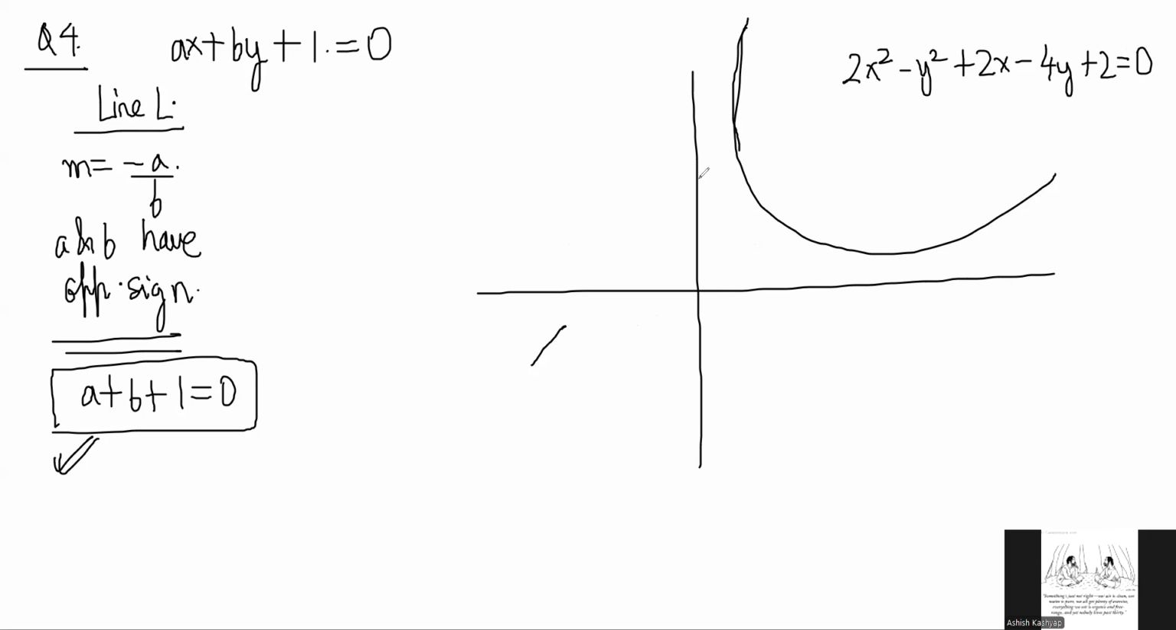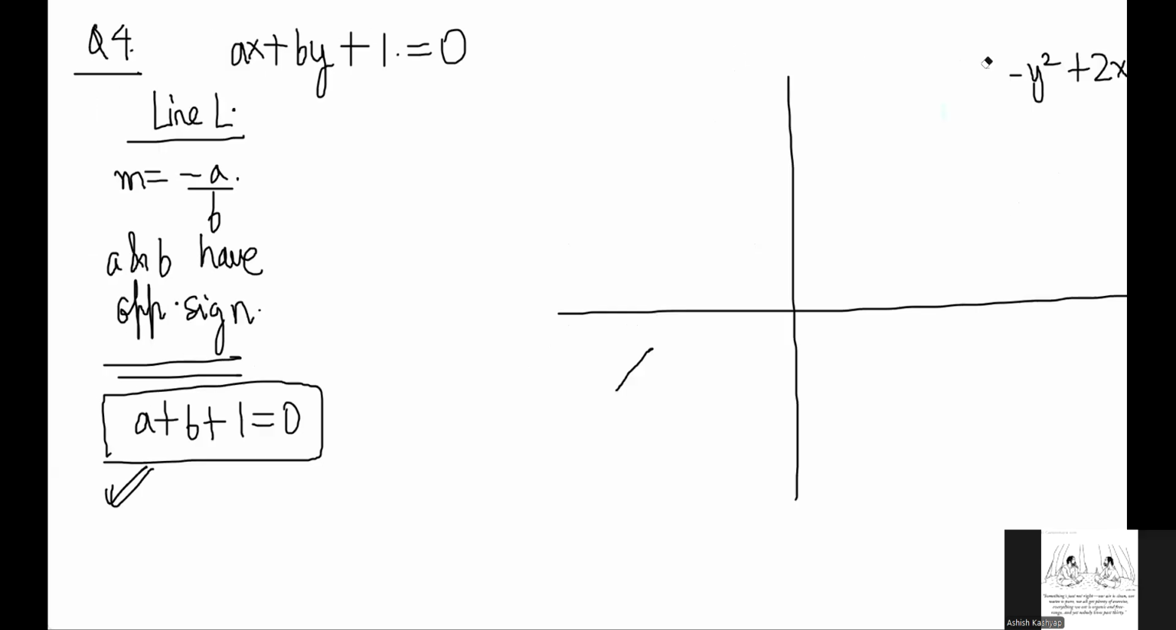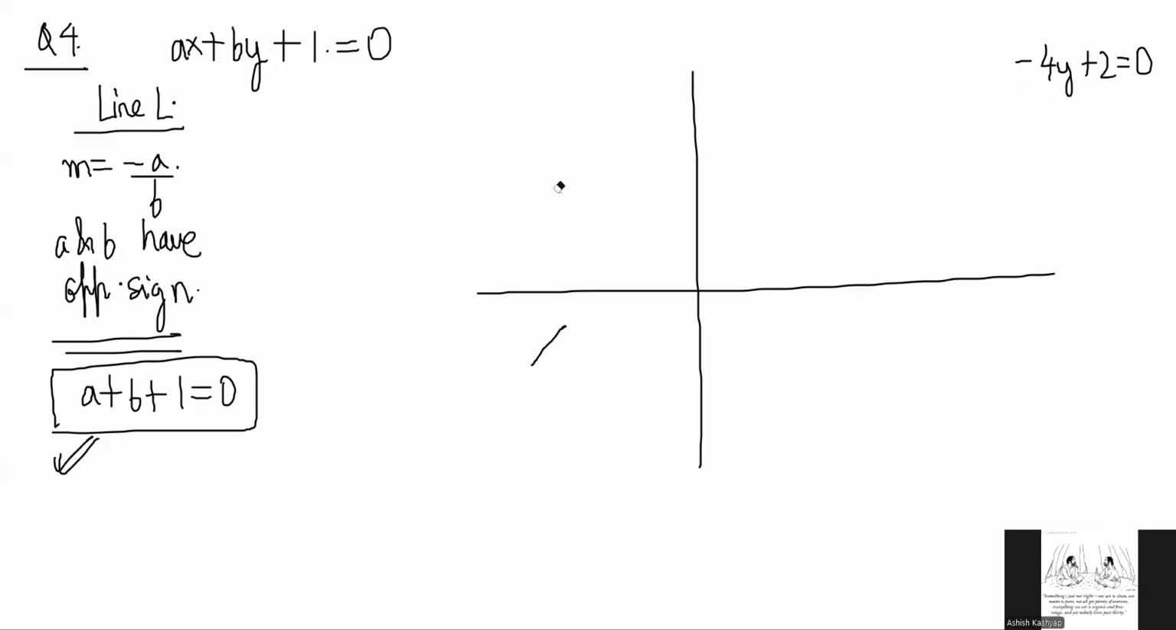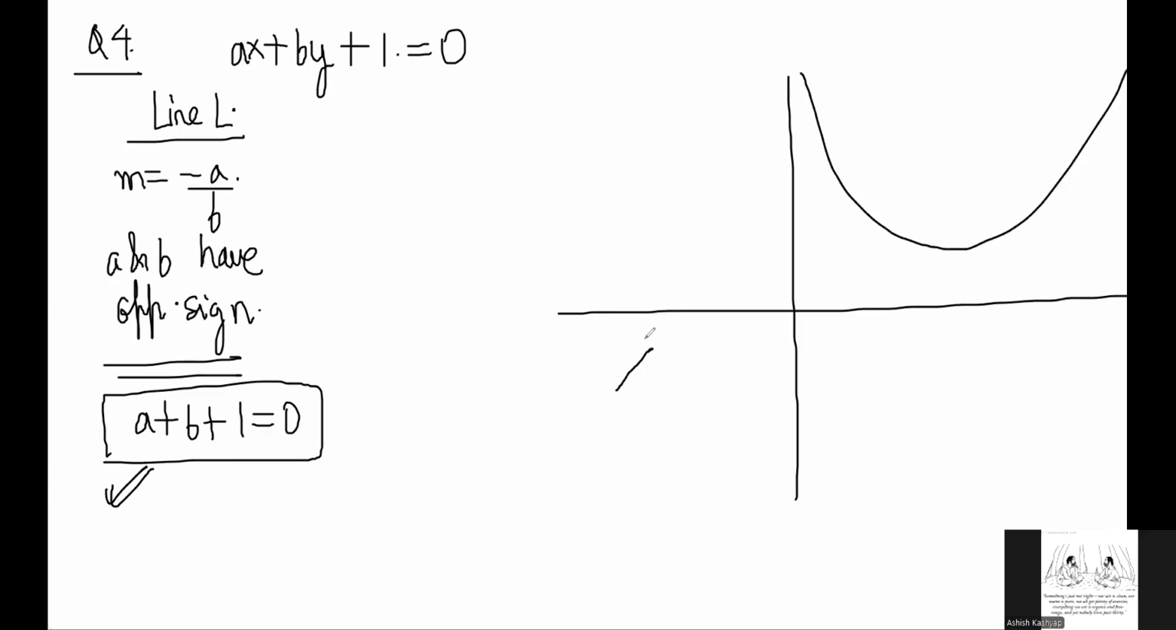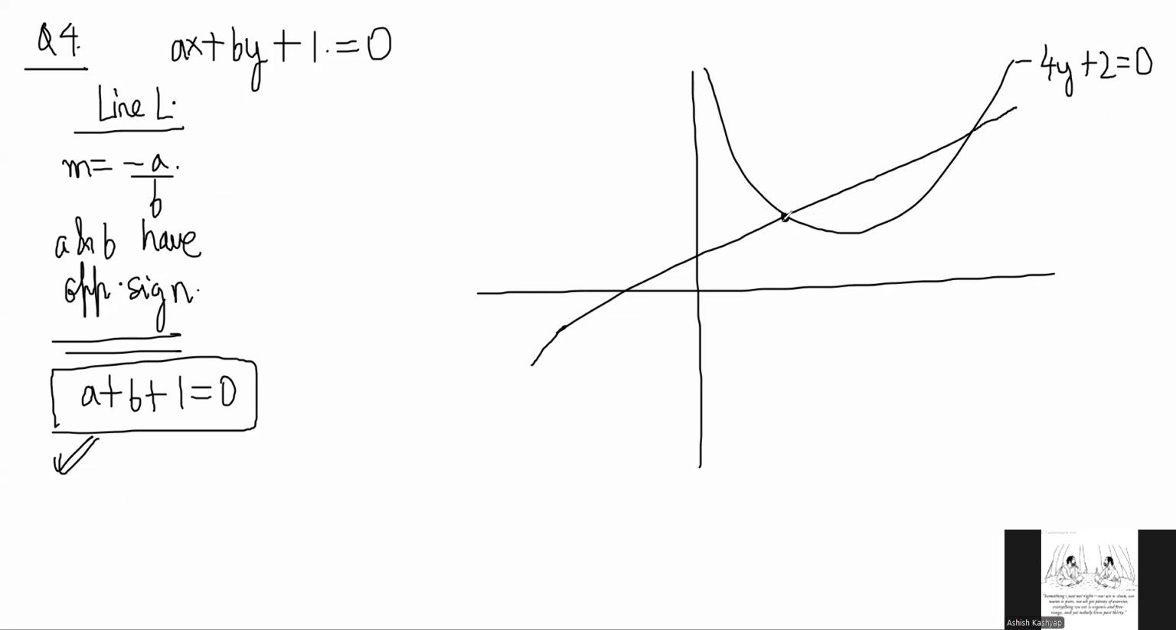The line should be such that it cuts the curve twice. So maybe the curve I should draw like this so that this line is cutting it twice, at A and B. And they are asking us for angle bisectors of the lines joining the origin and the points A and B. So OA and OB. The angle bisectors of these two are being asked. My diagram is obviously wrong.